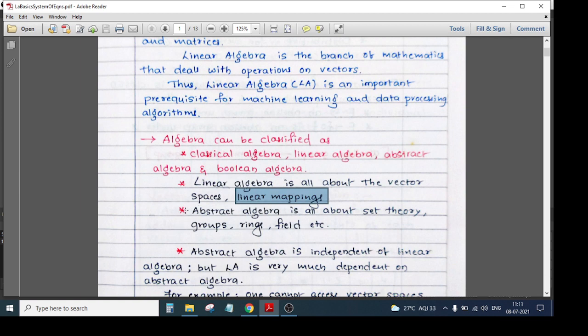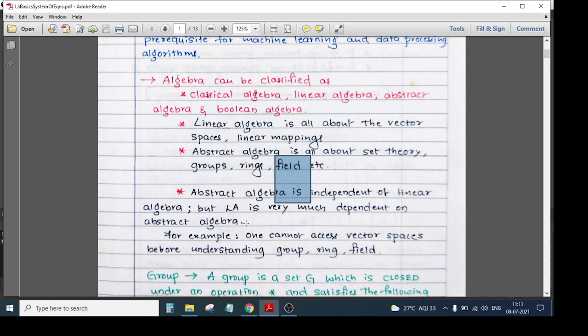Now coming to abstract algebra, it consists of most of the set theory, groups, rings, fields and so on. Usually what we feel is that linear algebra depends on abstract algebra. That means if I want to understand linear algebra, it becomes very essential to understand a few concepts of abstract algebra. That is, you should know a few concepts of set theory, groups, rings, fields and so on.